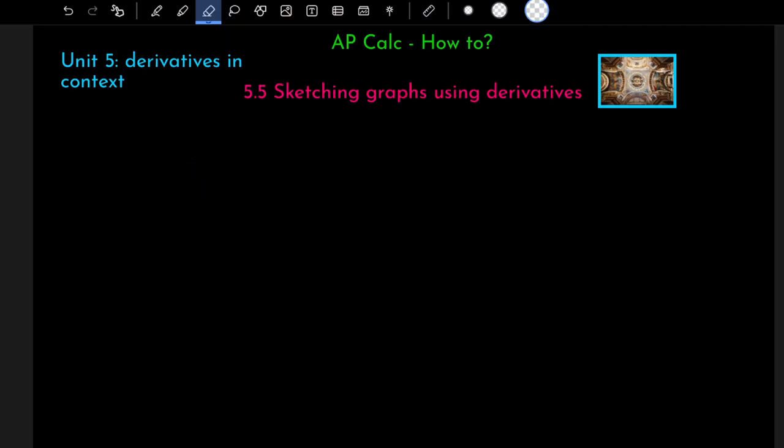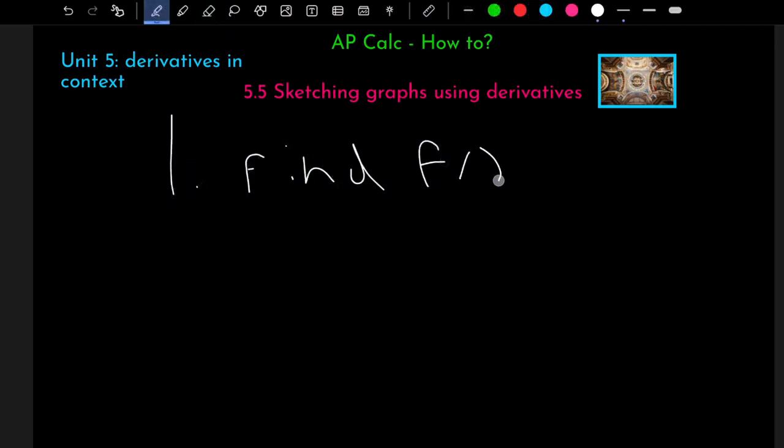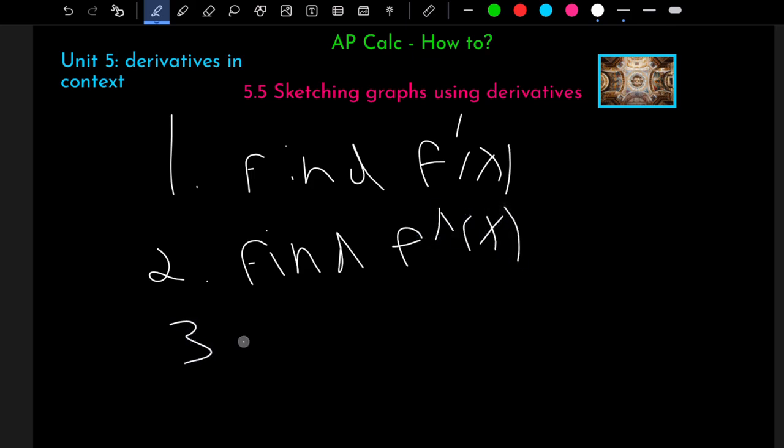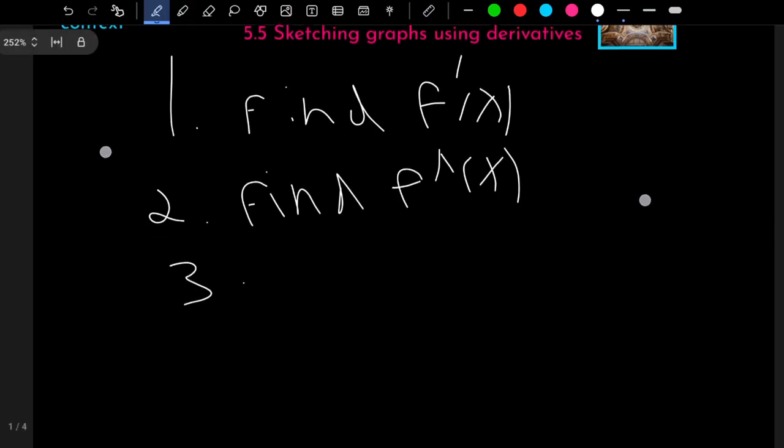Number 1. Find f prime of x. It tells you where f is increasing. If f prime of x is greater than 0, then it's increasing. 2. Find f double prime of x. This will allow you to tell if it's concave up or concave down.